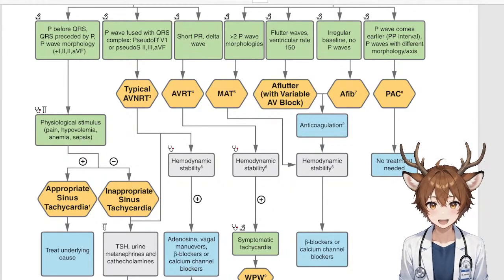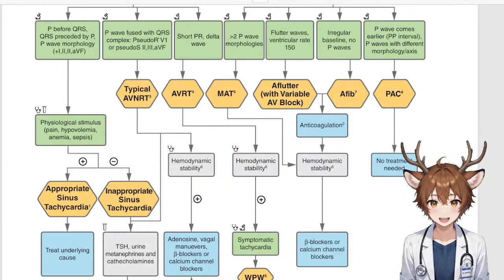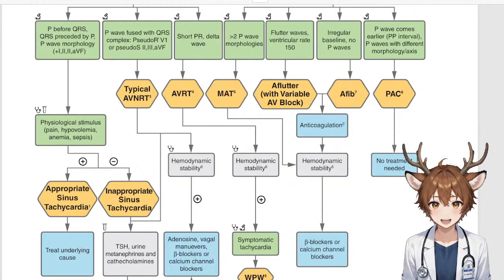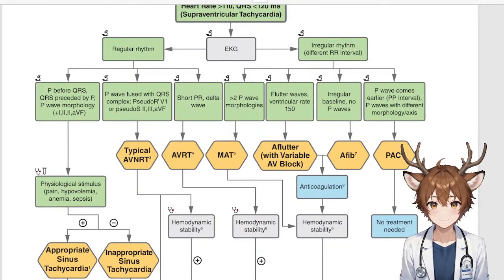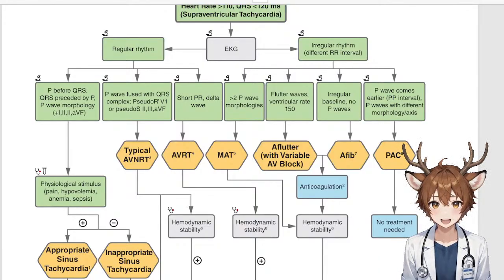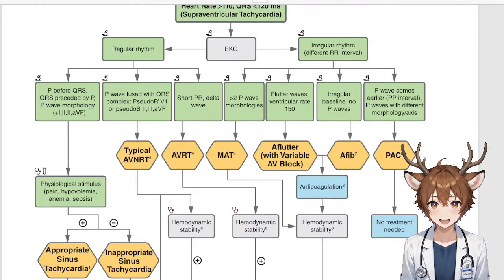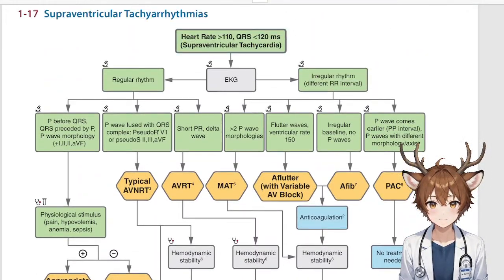Let's say, for example, we have flutter waves, ventricular rate is greater than 150, in which case it's A flutter, atrial flutter, with variable AV block. Or let's say, for example, we have an irregular baseline and no P waves, in which case it's AFib, atrial fibrillation, in which case both for A flutter and AFib, you do anticoagulation. If there's hemodynamic stability, in that case, do beta blockers or calcium channel blockers.